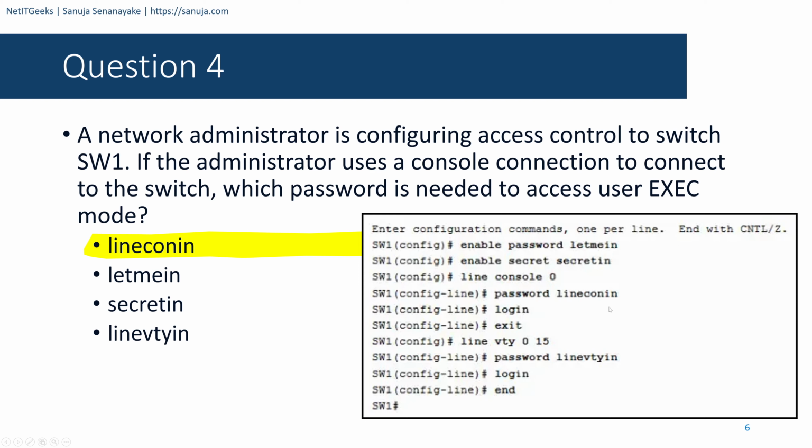Question number 5. What command is used to verify the condition of the switch interfaces, including the status of the interfaces and configured IP addresses? So they're asking, if you're using a Cisco router or a Cisco switch, what command do we use to check what's happening with your switch or router? In other words, what are the configurations that have already been done? That's what you want to check.